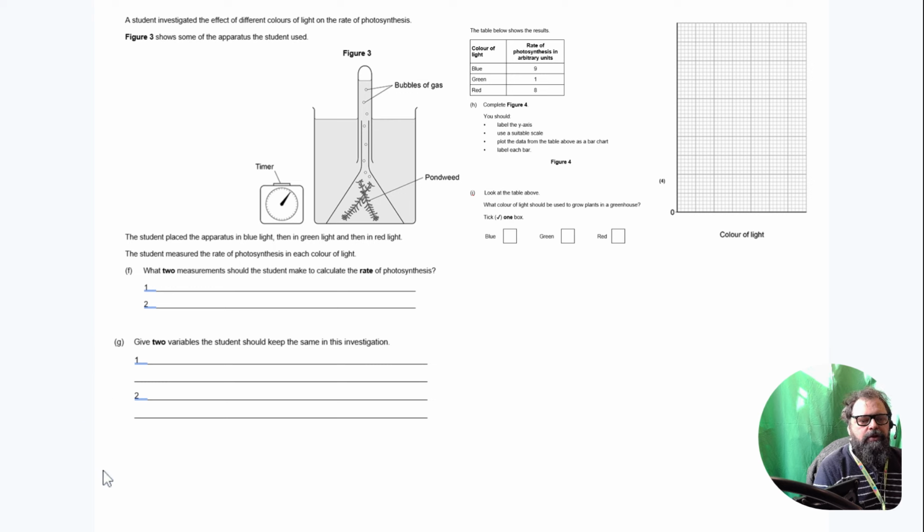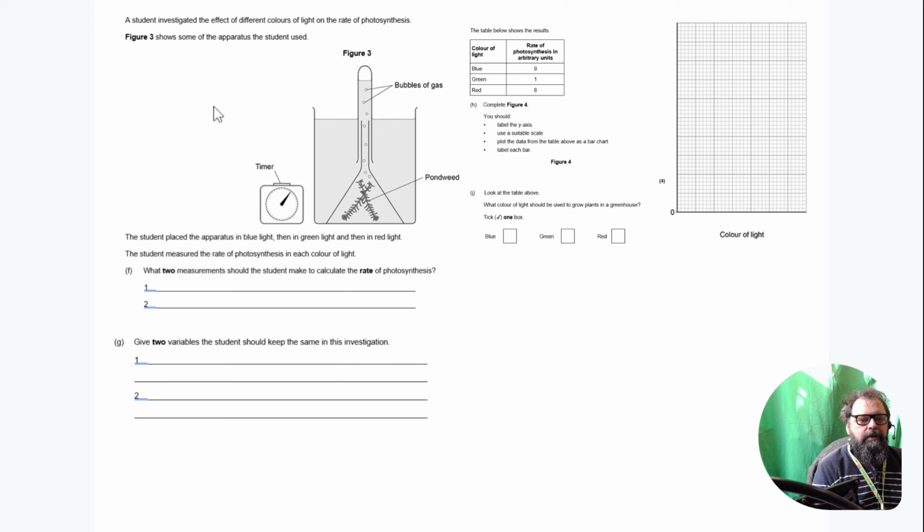Give two variables the student should keep the same. So we only want to change the color of light. That's our independent variable. Anything that could affect photosynthesis needs to be kept the same. So our big three are temperature, light intensity, and the concentration of carbon dioxide. So those three factors are the big things that affect photosynthesis.